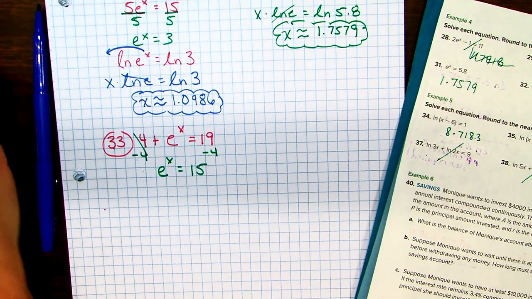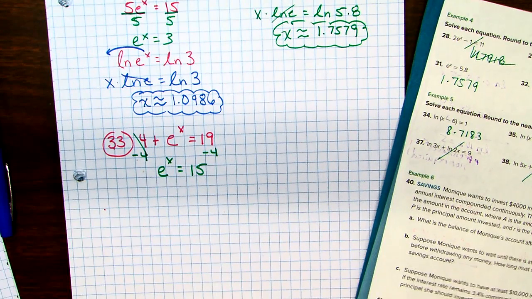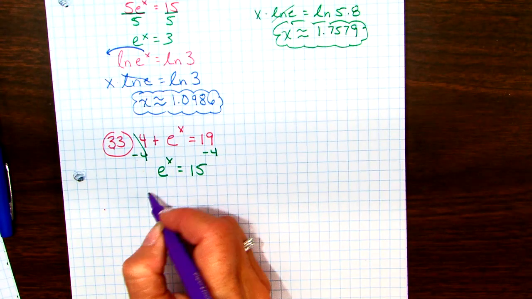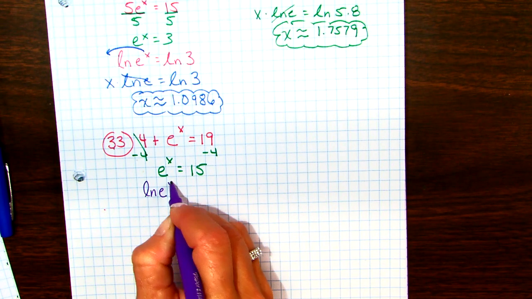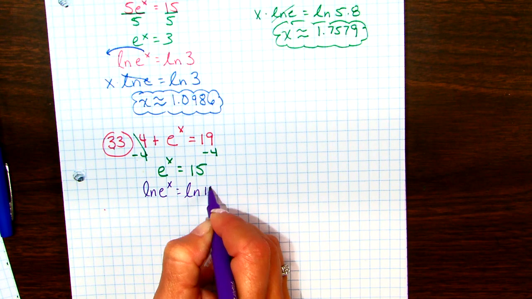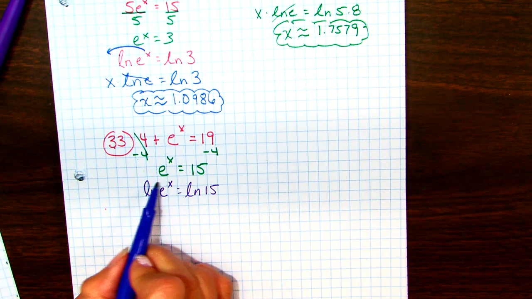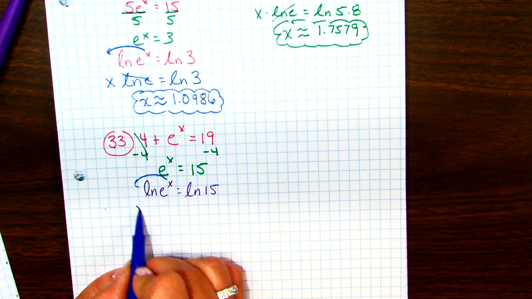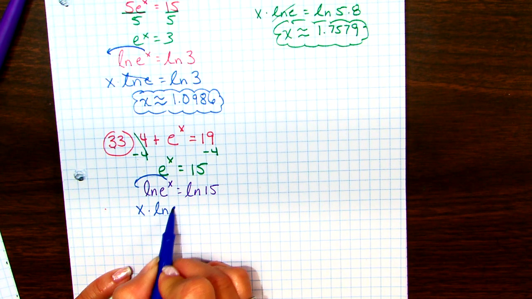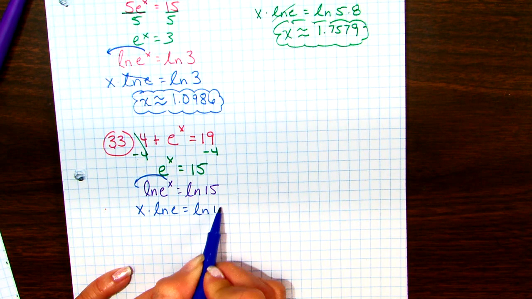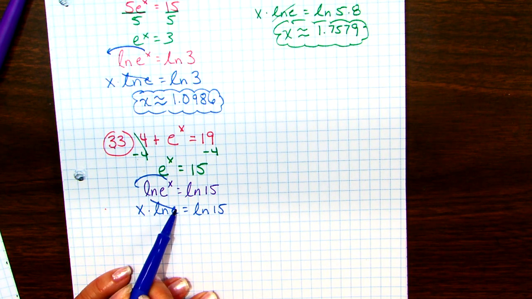Now that the E is by itself, we take the natural log of both sides. Now that it's a log, we can bring the x down. That's 1. We'll put that in our calculator.